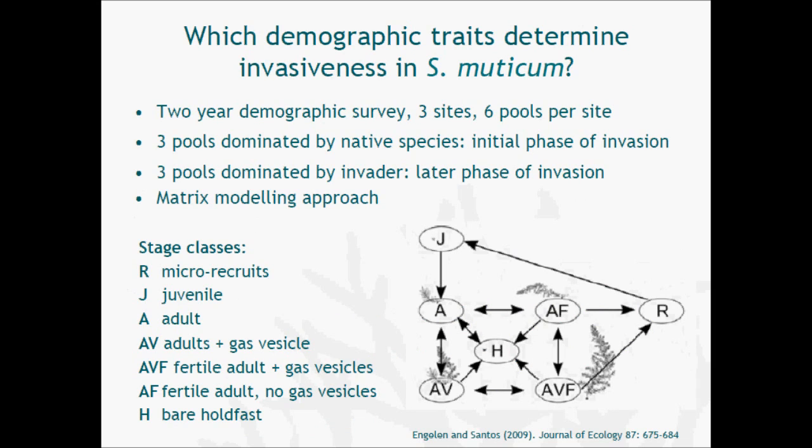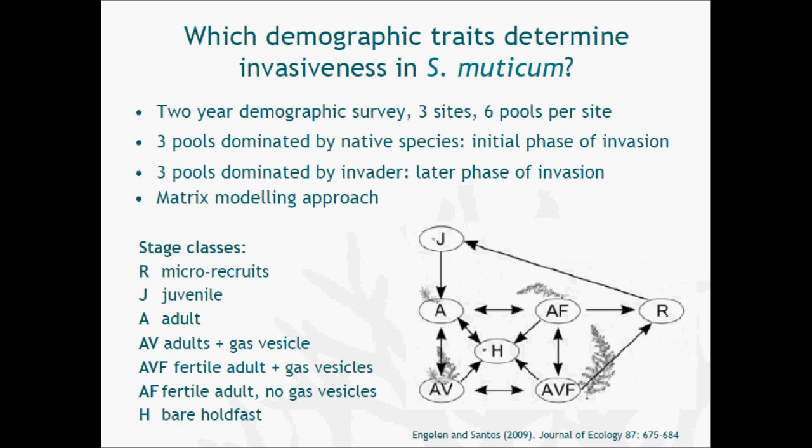Okay, I'm going now into the demographic processes. Let's try to understand what are the demographic traits that are so good and that justify the invasiveness. So we studied the demographics of Sargassum muticum in 3 sites, 6 pools per site, in different situations: pools dominated by the native plant, Cystoseira humilis, and pools where Sargassum was completely dominant.